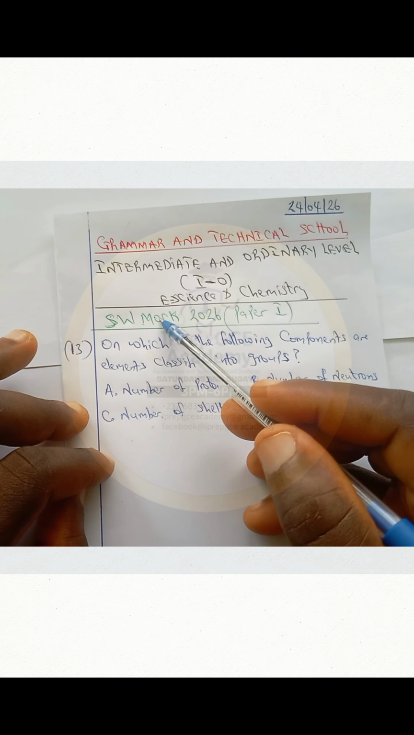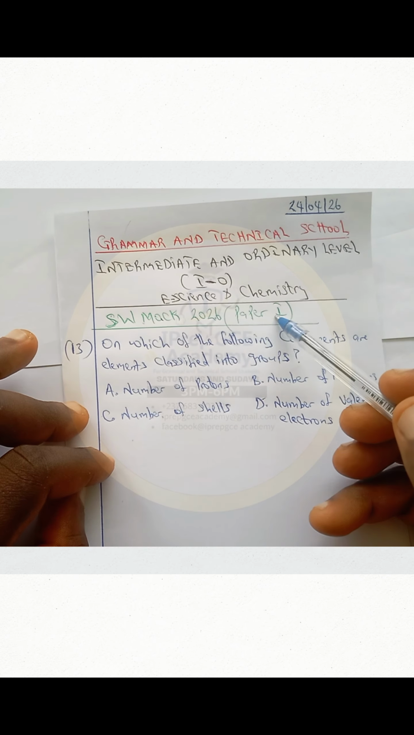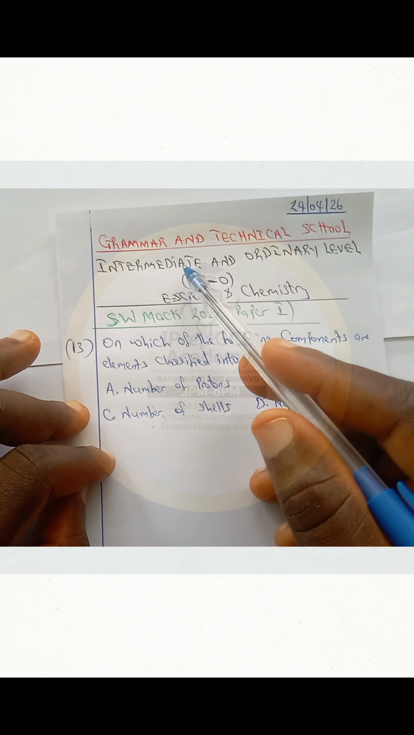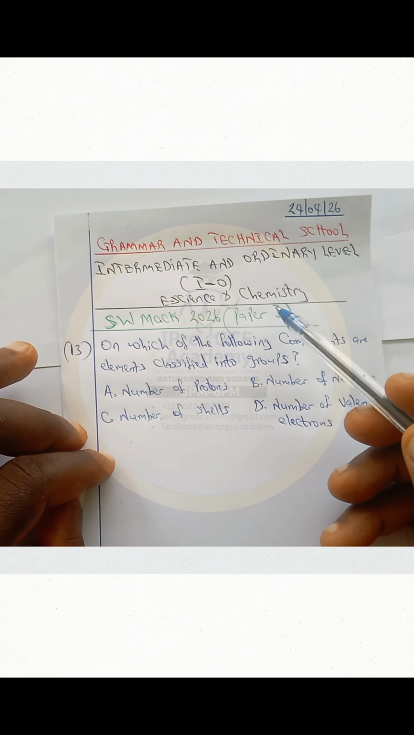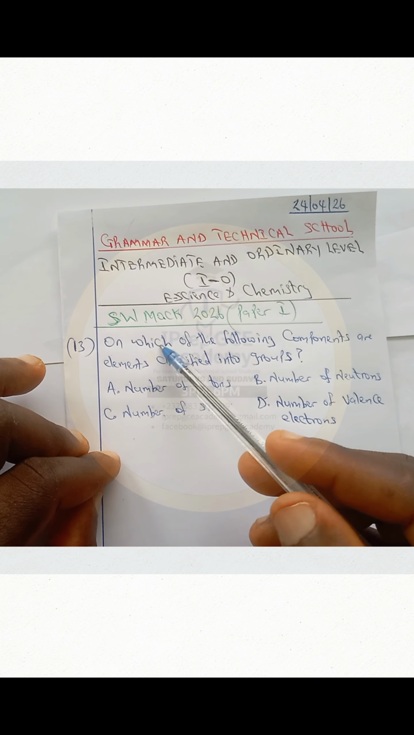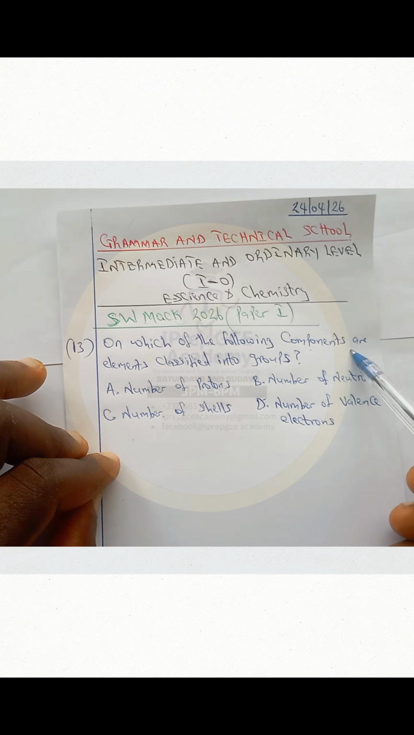This is South West Mock 2026, Paper 1, E-Science for Intermediate to Ordinary Level. This question is also under Chemistry for Ordinary Level students. The question says, on which of the following components are elements classified into groups?